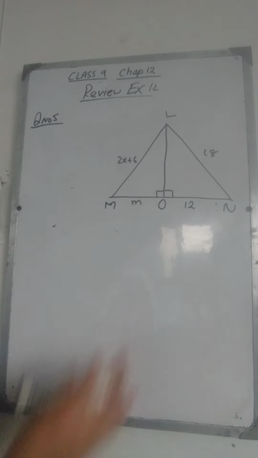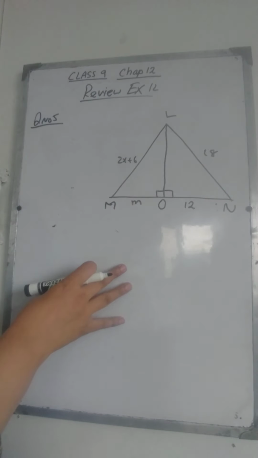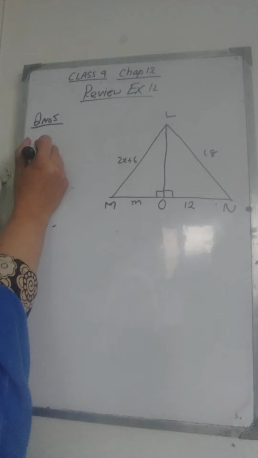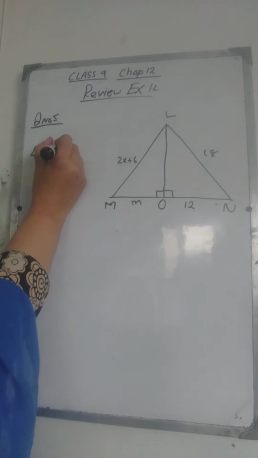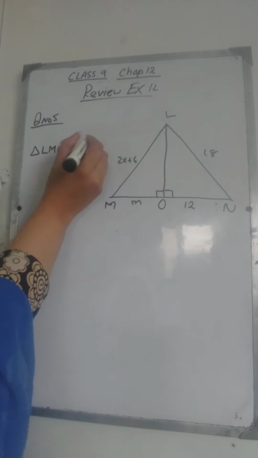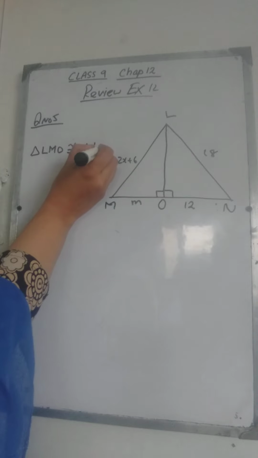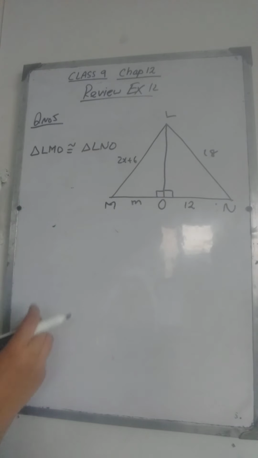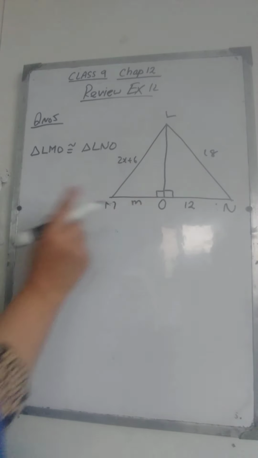Okay, so you are given this figure and it is given that triangle LMO is congruent to triangle LNO. Now we have to find the unknowns x and m.